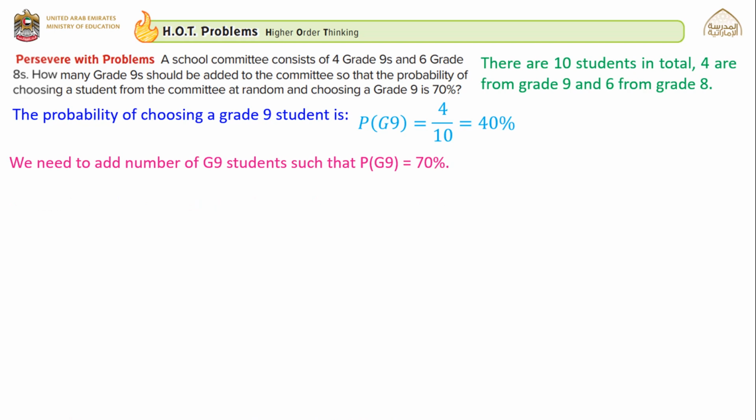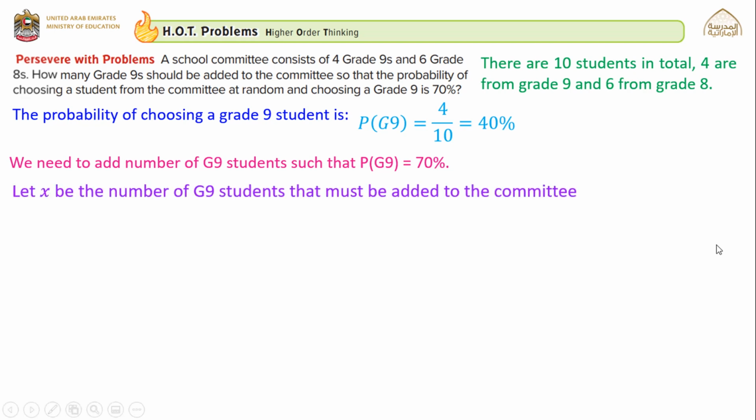We need to add a number of grade 9 students such that the probability of grade 9 is 70%. Let x be the number of grade 9 students that must be added to the committee. Then we can write 4 plus x, the number of grade 9 students after adding, and it will also be added to the total. So (4 plus x) divided by (10 plus x) equals 70%, and we need to solve it for x.